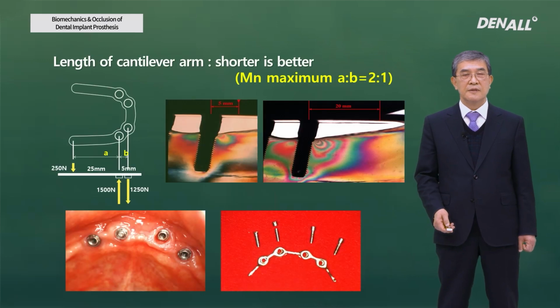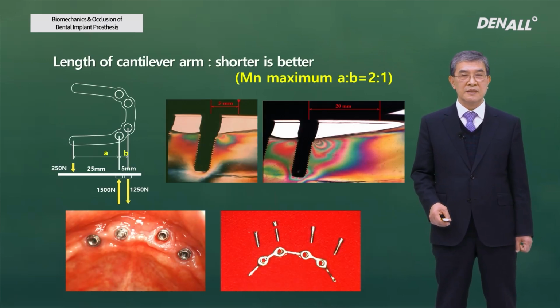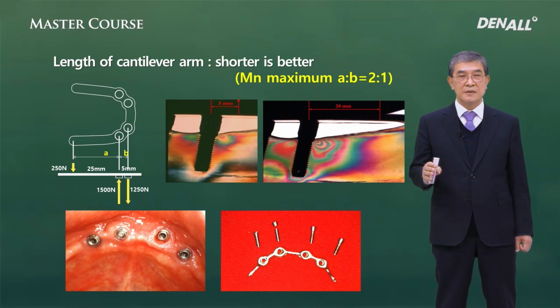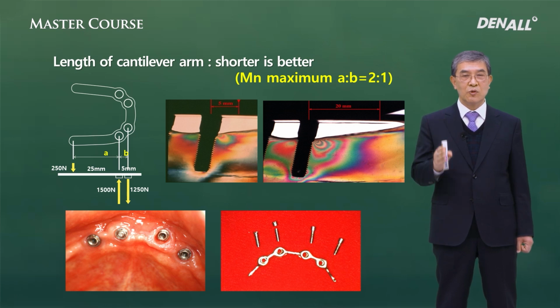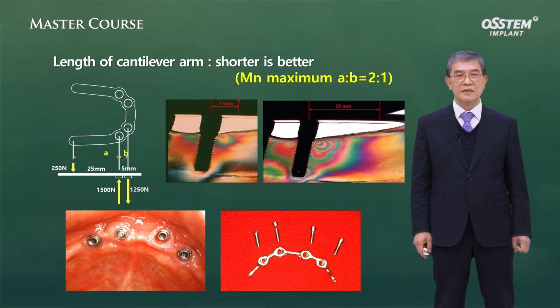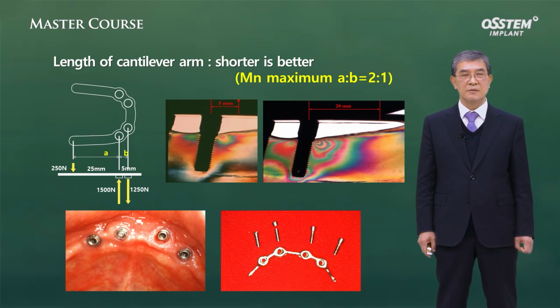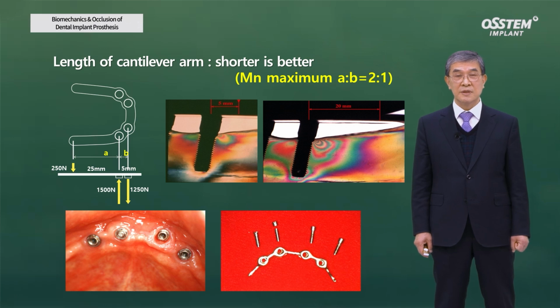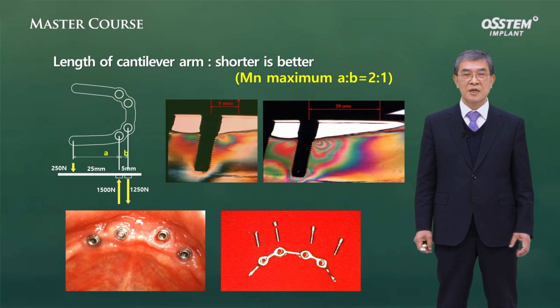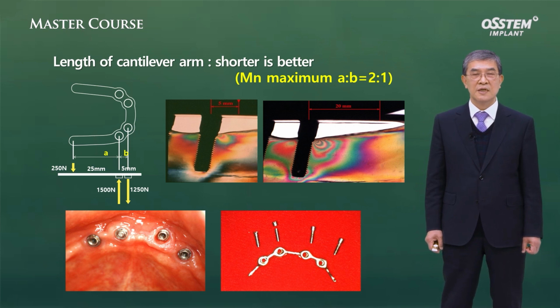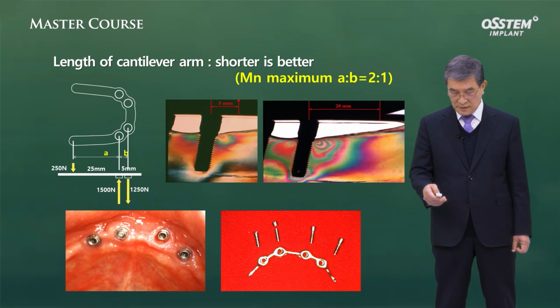As shown here in this image, the distal length of the cantilever design is 5 mm and 20 mm. This is a photoelastic analysis. If this was used to compare the 5 mm and 20 mm, if there's more stress, more patterns appear, as shown on the image on the right. This is the 20 mm cantilever design. You see much more patterns here. Therefore, if possible, we need to avoid excessive cantilever design.